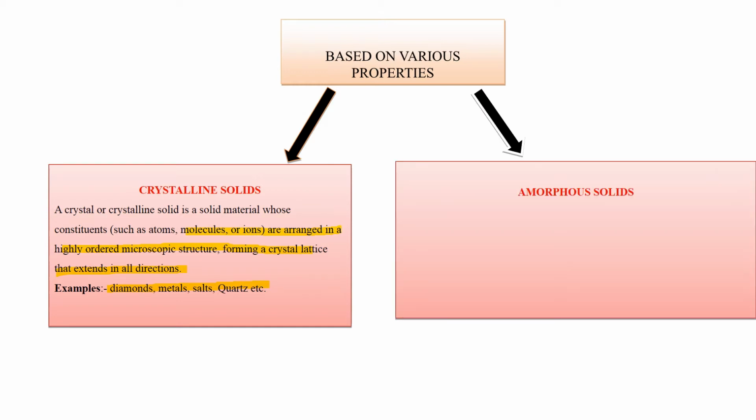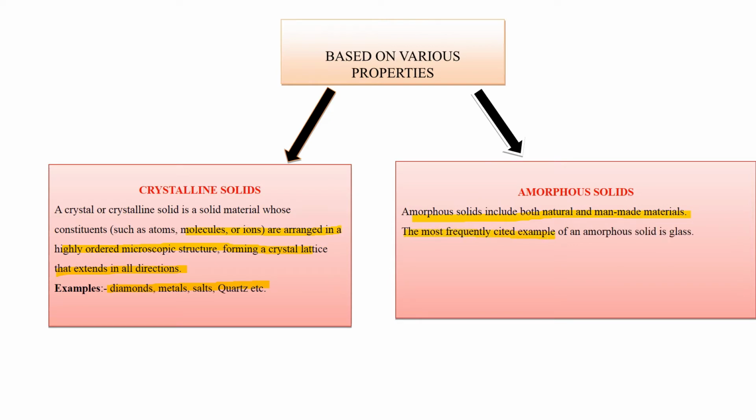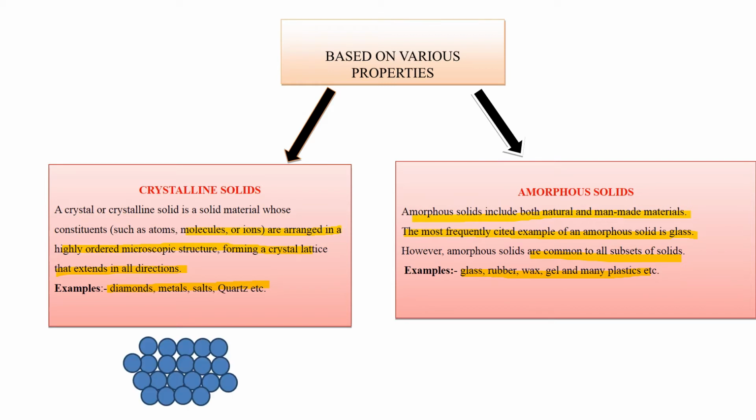And now amorphous solids. Amorphous solids include both natural and man-made materials. The most frequently cited example of an amorphous solid is glass. Amorphous solids are common to all subsets of solids. Examples of amorphous solids are glass, rubber, wax, gel and many plastics, etc.